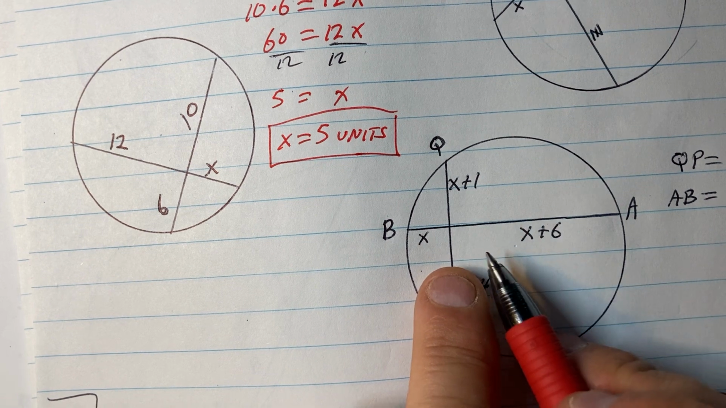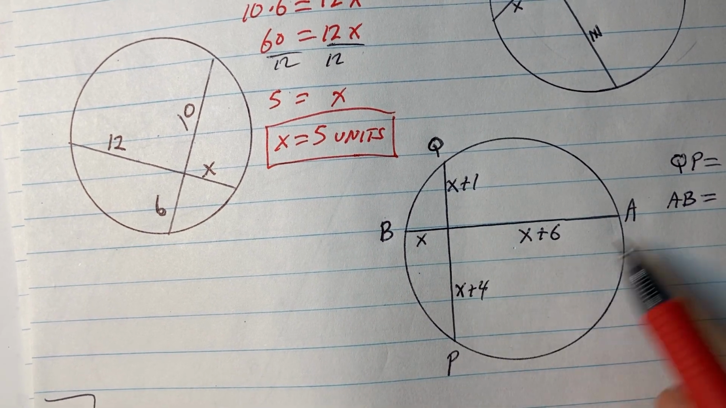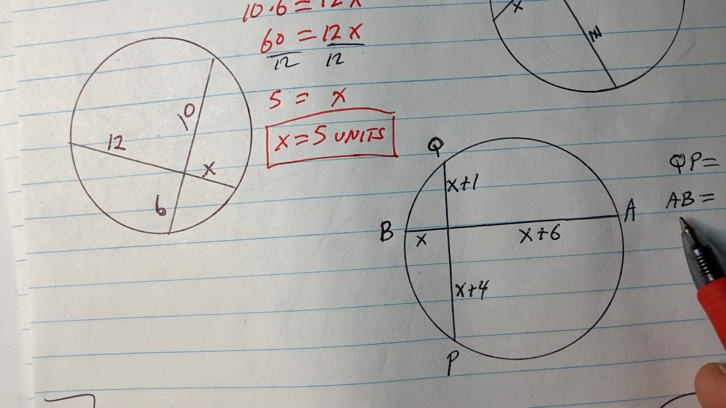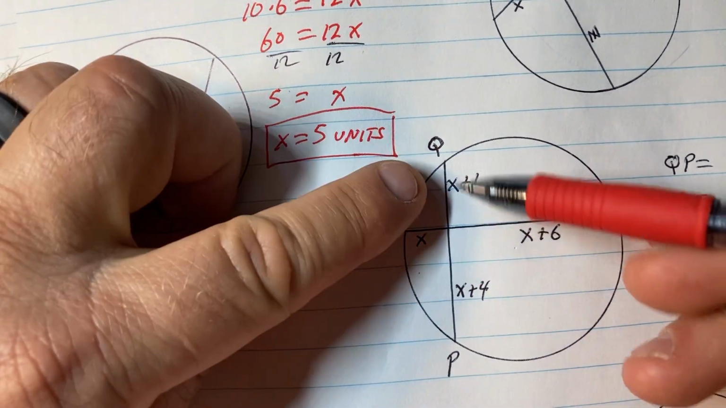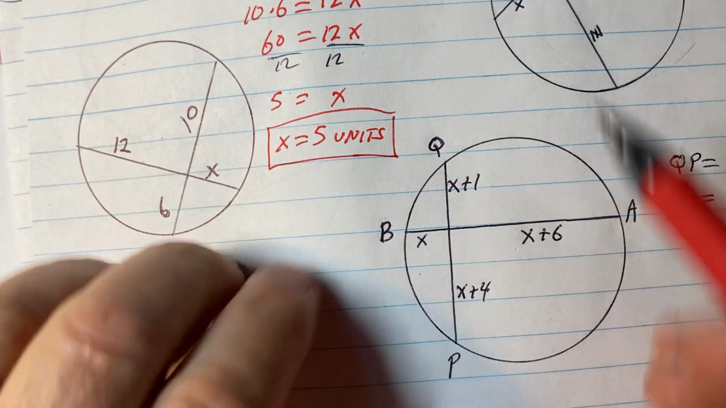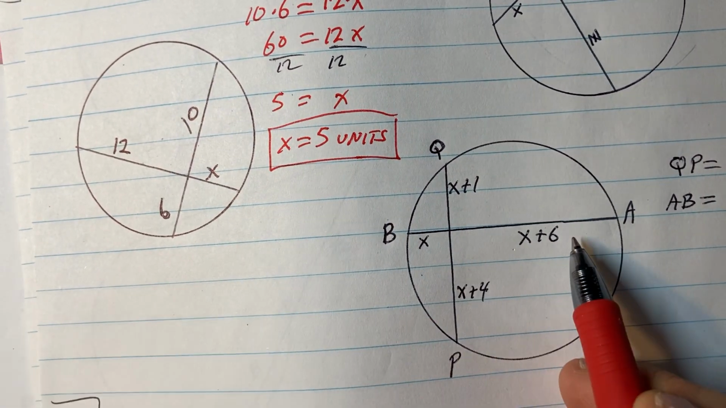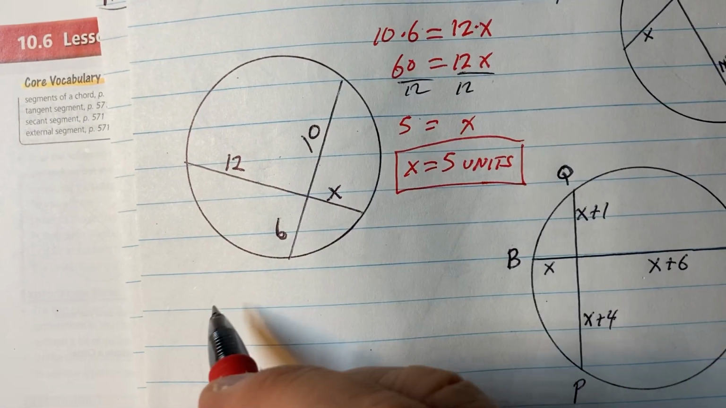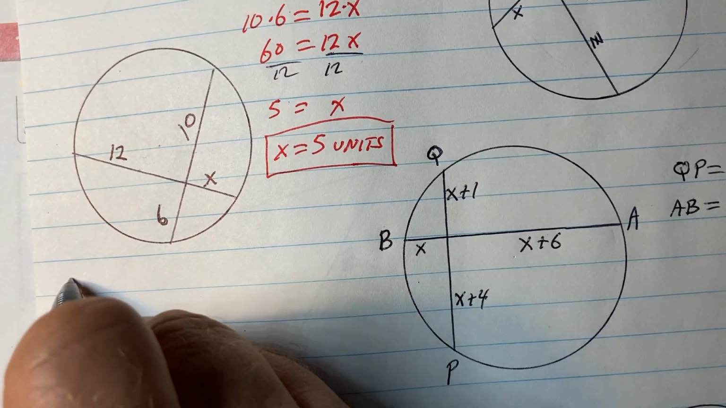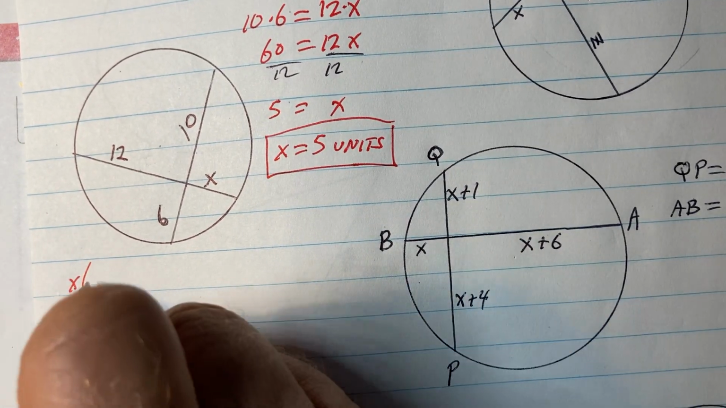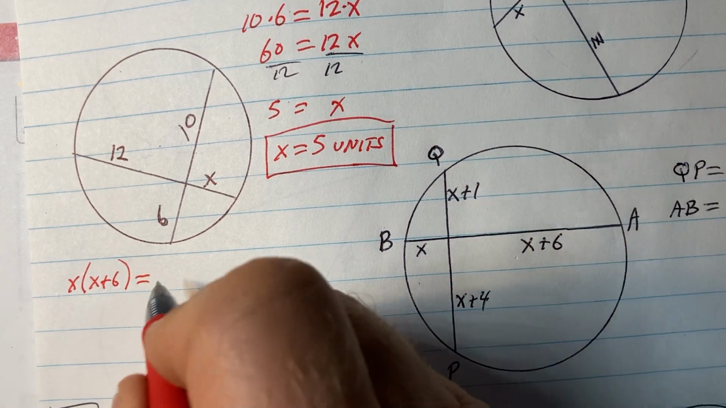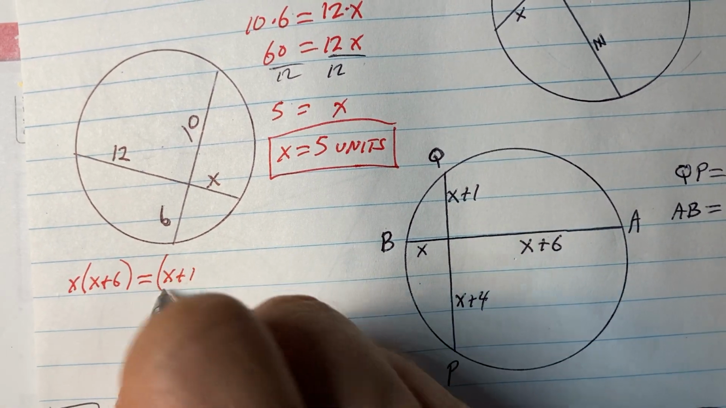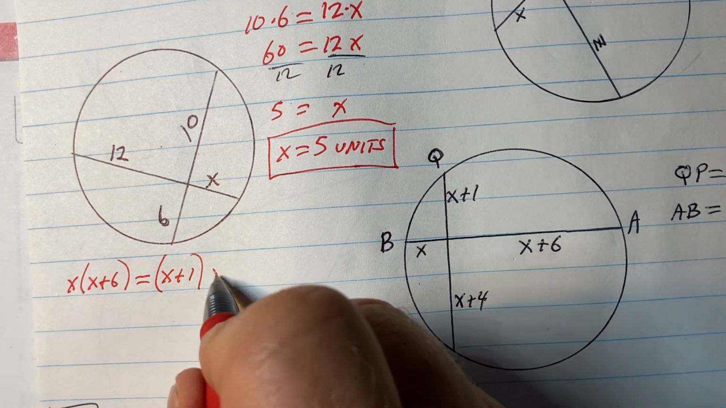What about over here? Find the distance QP, find the distance AB. So two chords intersect. This distance times that distance equals this distance times that distance. So x times x plus 6 equals x plus 1 times x plus 4.